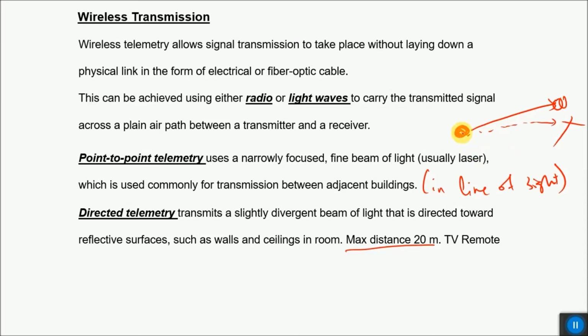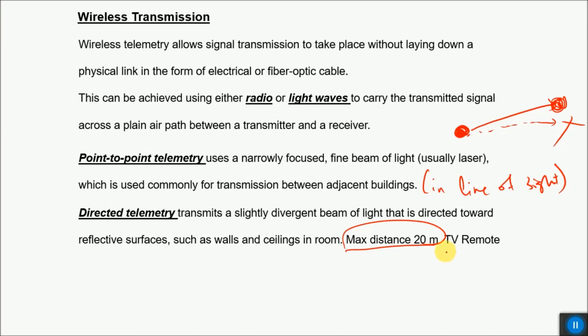And let me tell you here that this point-to-point optical telemetry is used to communicate with space stations as well. So those are thousands of kilometers away from us. But in case of directed telemetry, the requirement of exact focus on the target is now omitted, but that comes at a cost of reducing the achievable distance dramatically down to 20 meters only. So that can be done inside a closed room.